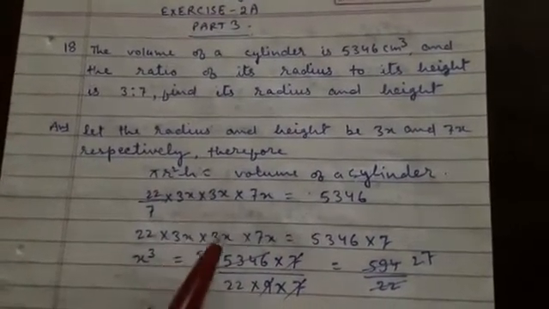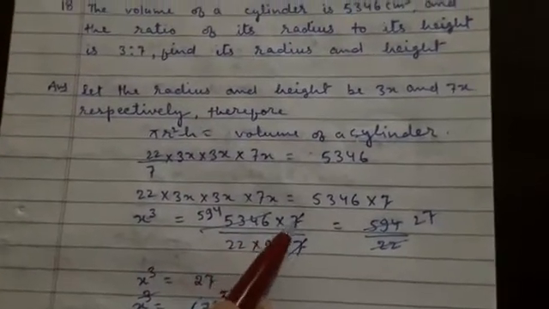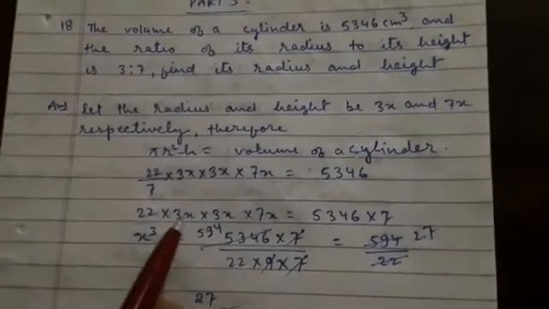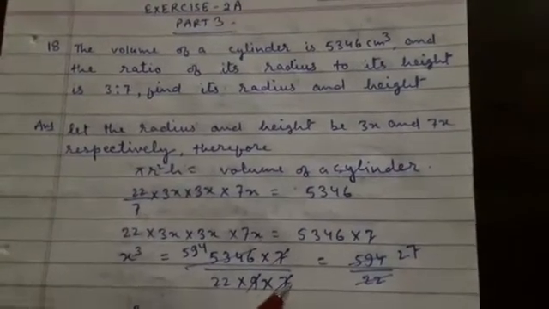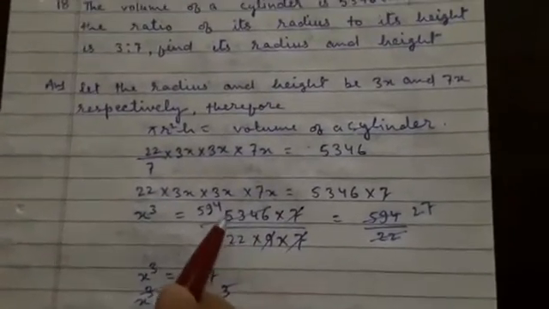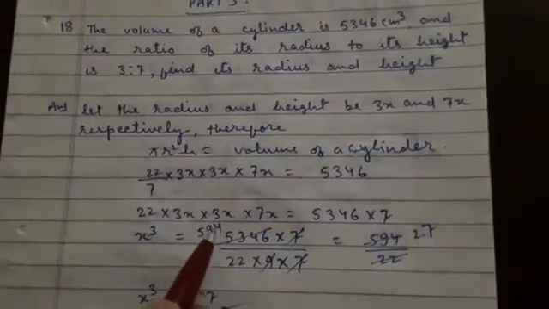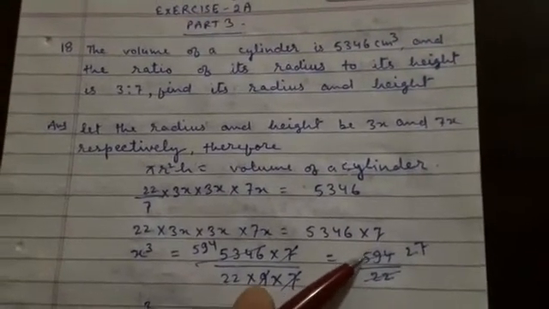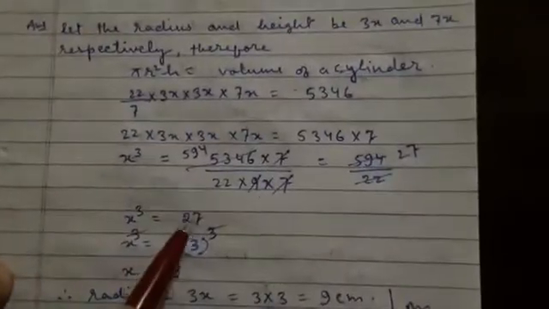Now x into x into x will be x cube is equal to 5346 into 7 upon this 22 into 3, 3 3s are 9, into 7 will become the denominator. Now let us divide this number. 7 will cancel out. Let us divide this 5346 by 9. It will give 594. Now 594 upon 22. When we divide this 594 by 22, the answer will be 27. So x cube is equal to 27.